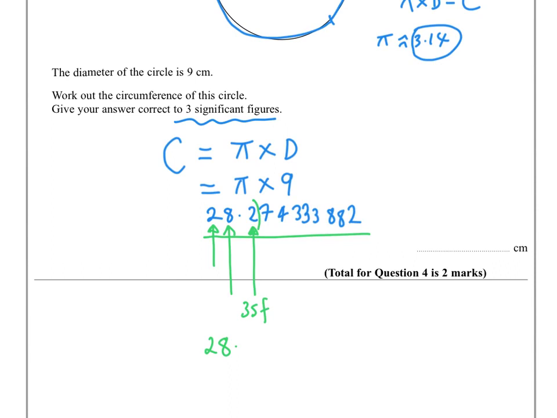Well, think about it. You know how to round to decimal places. So you look at the number after it. If it's a 5, 6, 7, 8 or 9, then it pushes this number up, and it does in this case. So you would say 28.3 centimetres, and I would just write in 3SF at the end. So that's that question there. Let's have a look at the next one.